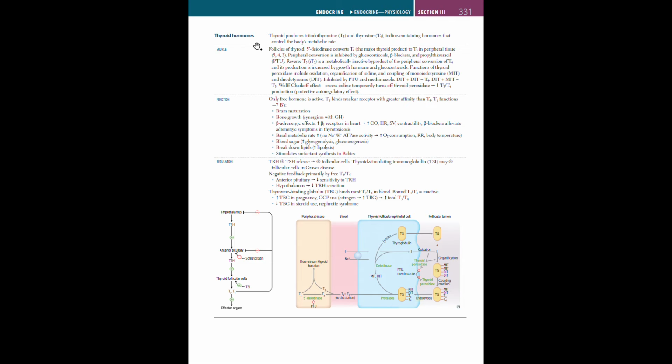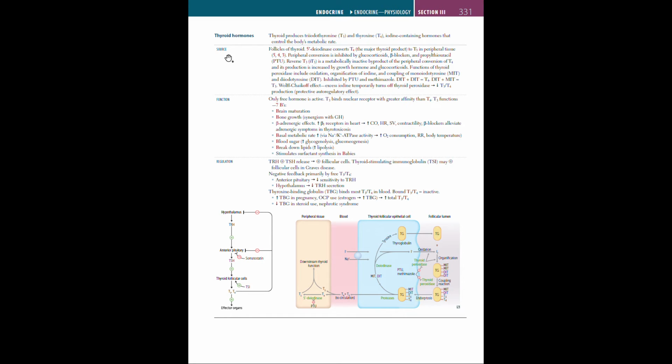Thyroid hormones. Thyroid hormone produces T3, which is triiodothyronine, and thyroxine, T4. So T3, T4, iodine-containing hormones that control the body's metabolic rate. So as you can see, iodine is the main thing that is forming the T3, T4, TSH regulating.